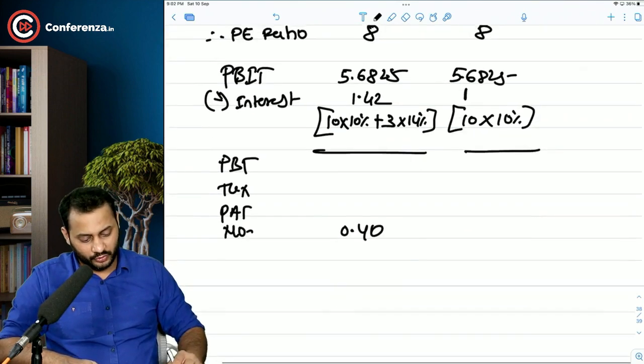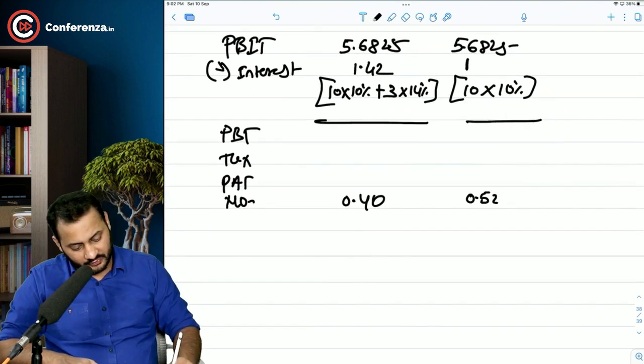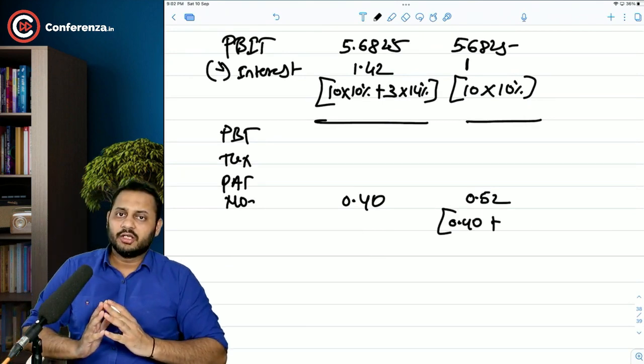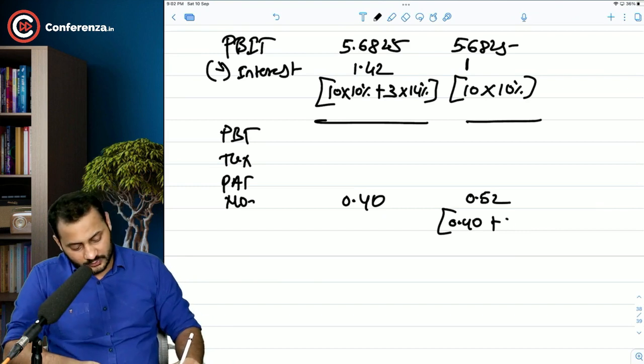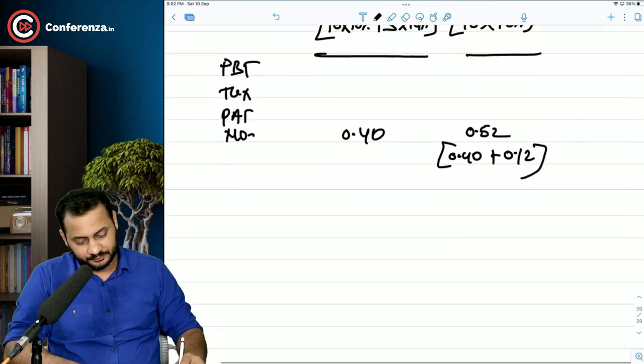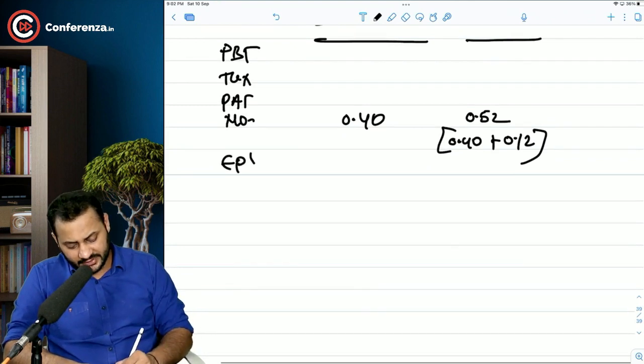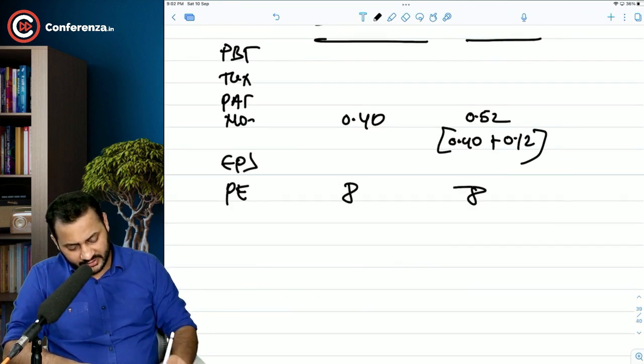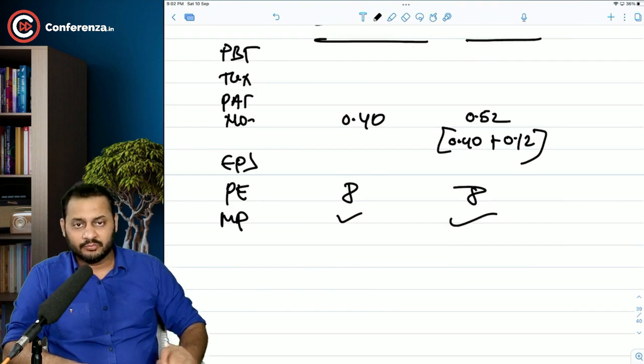That's 0.12 crore. The total equity capital will be 0.4. The total number of shares will be 0.4 plus 0.12. The new shares are issued at 25 rupees. This will give you the EPS. Take the P/E ratio of 8 and 8. Then calculate the market price in both the cases.